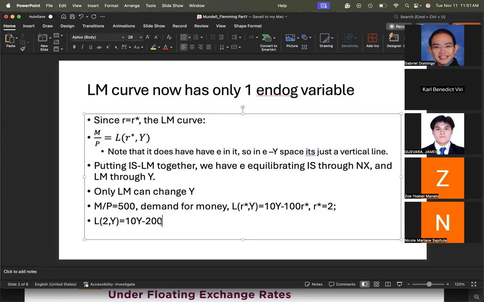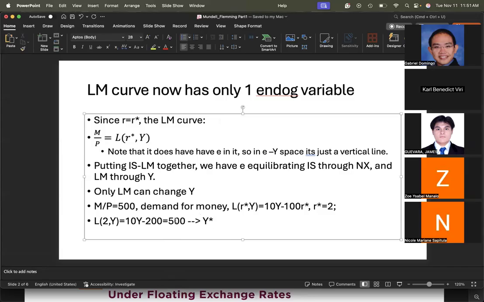And then you're going to equate this, ito yung demand for money, you're going to equate this to your supply of money, right? Supply of money, which is 500, correct? And then this one will give you your Y star.